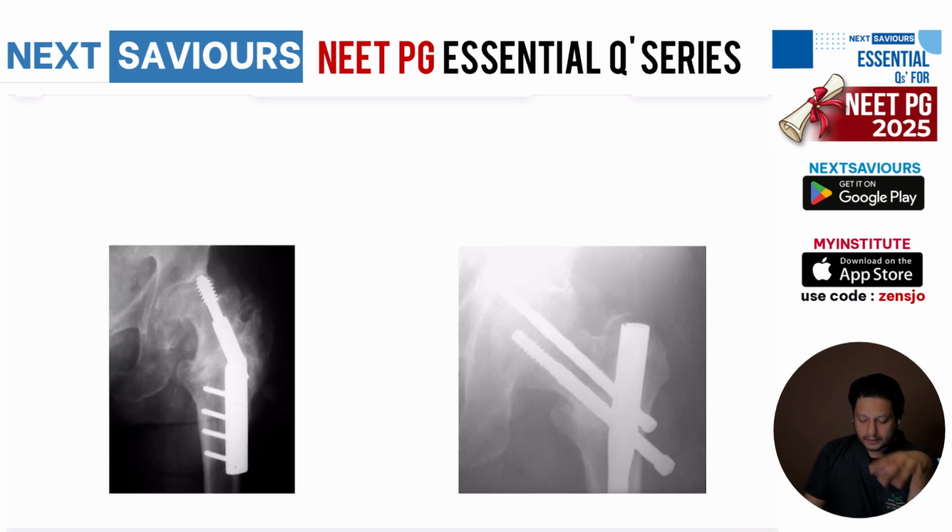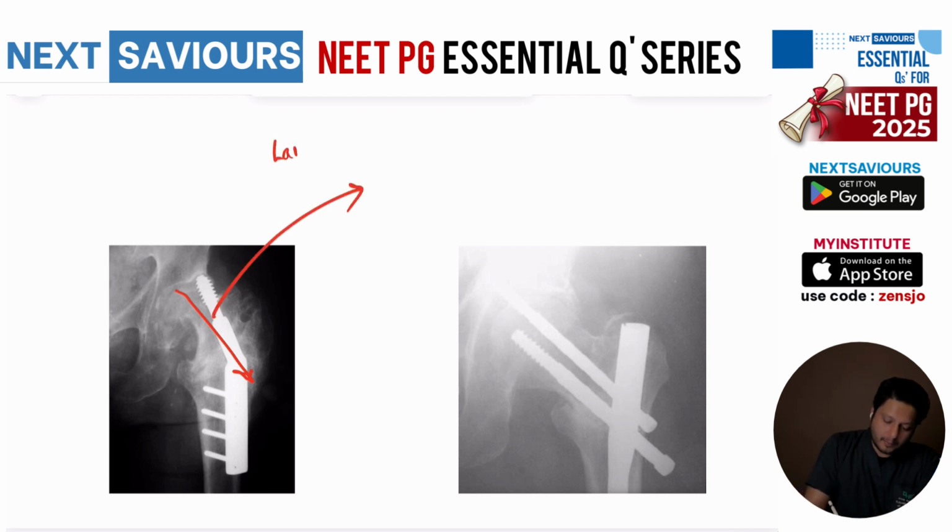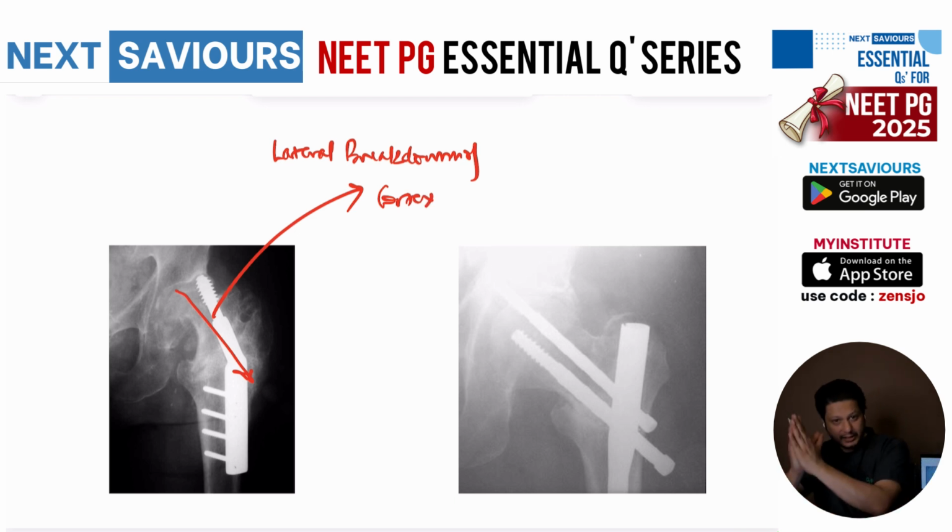Next, what are the complications? As I told you, the complications which might happen in case of DHS, there could be a possibility of implant failure, because when there is too much of the force which is exerted at this junction, then it might result in the lateral breakdown of the cortex. That means there will be a lateral breach of the cortex by the DHS implant directly. So this is one complication related to the dynamic hip screw.